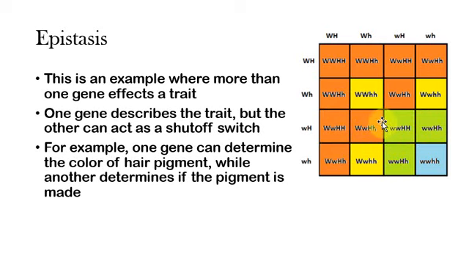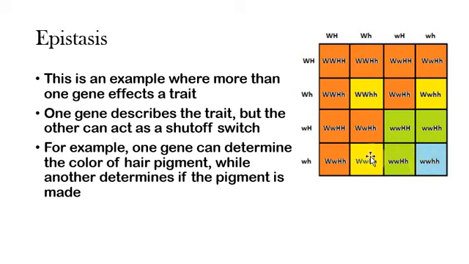So you can work out the different statistics for what you're given in a certain situation, but these four squares will be where you have that epistasis, where the second gene will completely eliminate the first gene's effect.